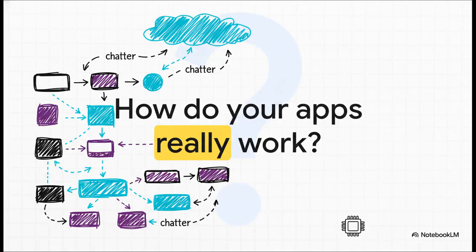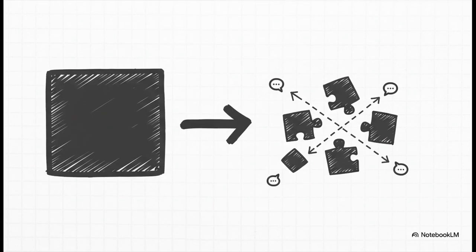I mean, have you ever really stopped to think about how your apps actually work? It feels seamless, almost like magic, right? But underneath that smooth surface, there is a constant, complex chatter going on. And that's because modern software isn't built like one giant single block of code anymore. Nope. It's more like a highly specialized team of smaller, independent programs or services. And just like any team, if they're going to get anything done, they absolutely have to communicate with each other.